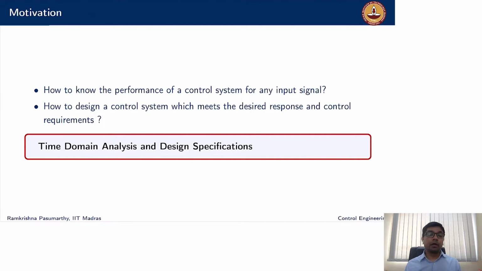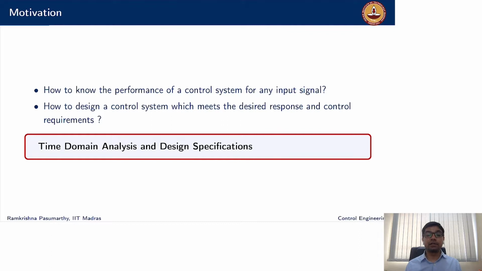So how do we understand the performance for any input signal? If I know how the system reacts to a certain input signal, it will help me in my desired control problem. It will help me design a control system which meets the desired response or control requirements. Requirements could be to set the room temperature to 24 degrees or the water to 60 or 70 degrees, and how fast or how slow.